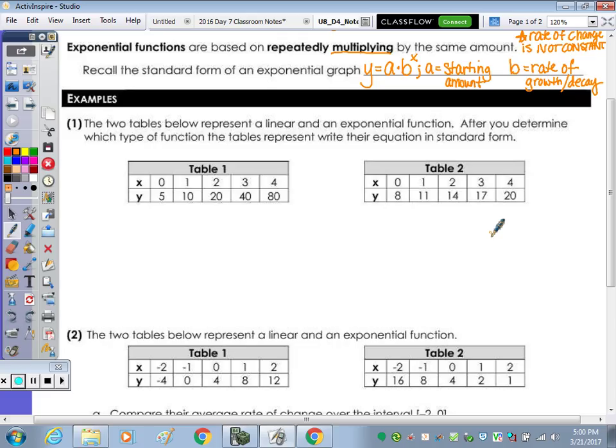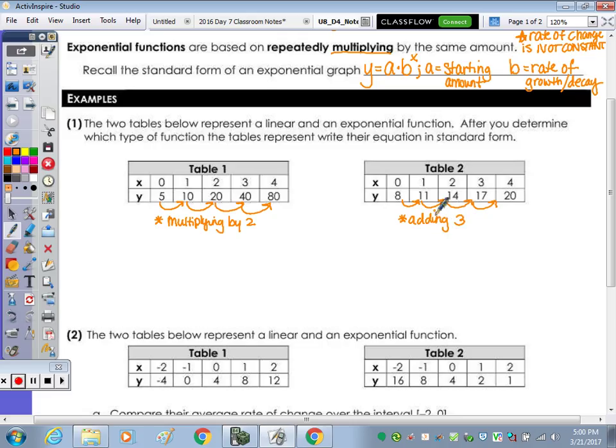What's different is that your y values here, going from 5 to 10, 10 to 20, 20 to 40, that change of y is not the same. So here, we're multiplying by 2 each time from one value to the next. Instead of writing the dot 2, I'm just going to make note that we're multiplying our y values by 2. Here, our y values from one to the next are increasing by 3. So we're adding 3 to our y values.